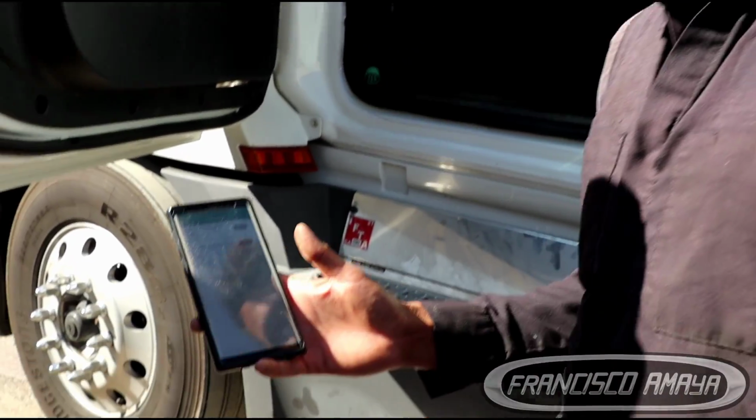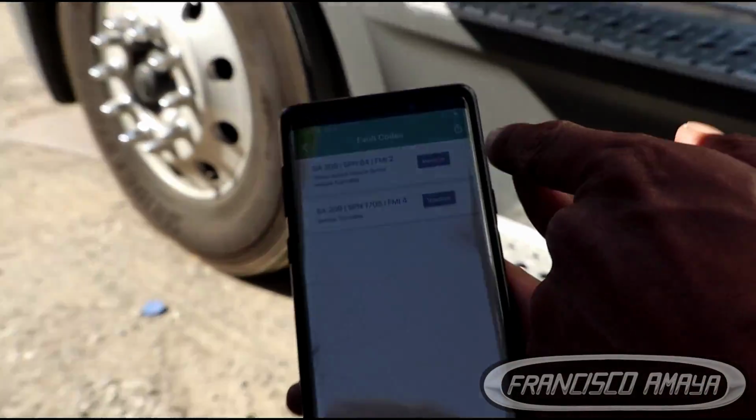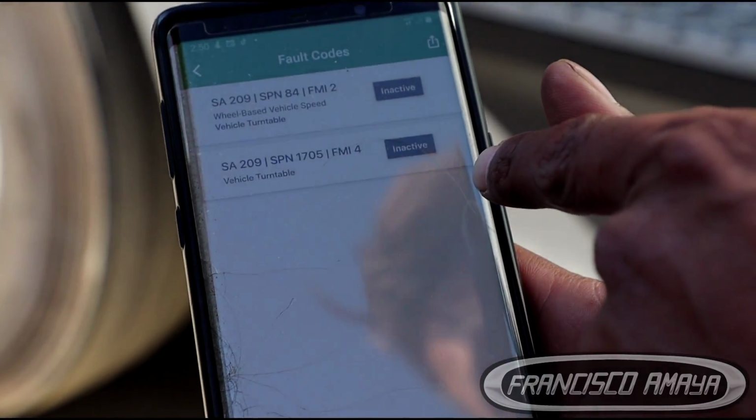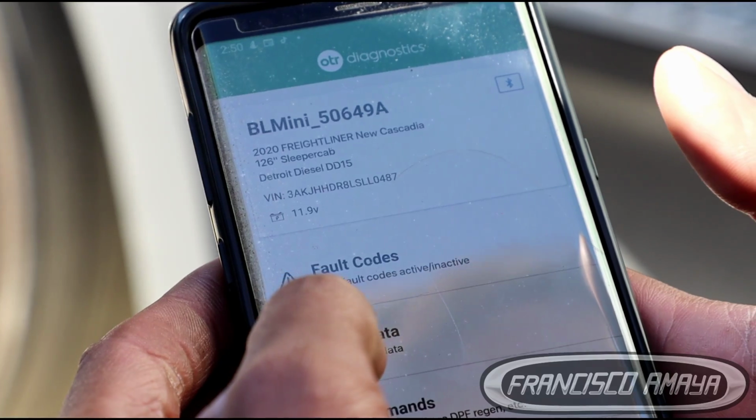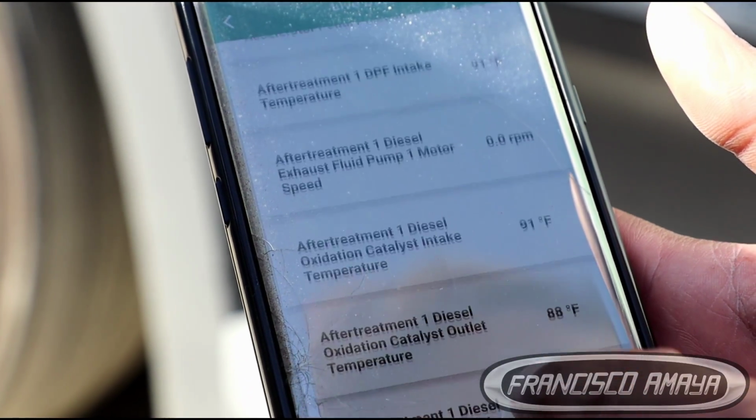From the ECU stuff. Oh wow. So we're connected to it. We have 2 fault codes that are inactive. So that's pretty much it. So now I'm going to go to live data and see what I can find out.